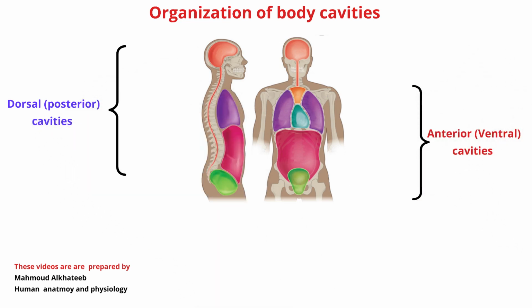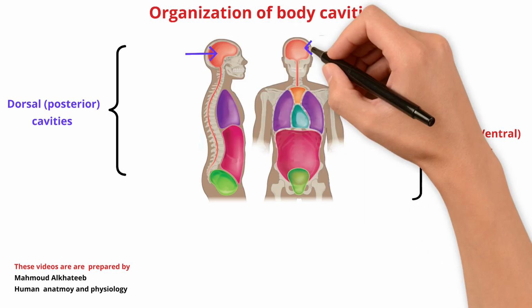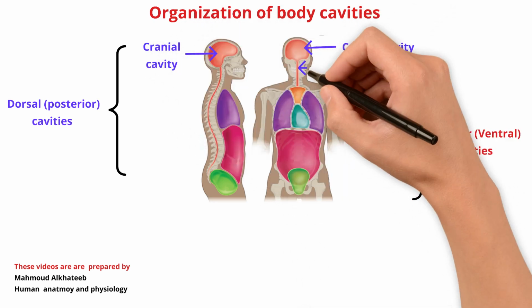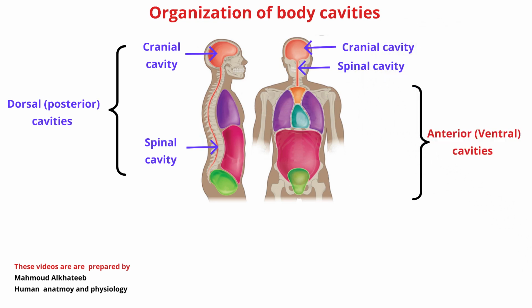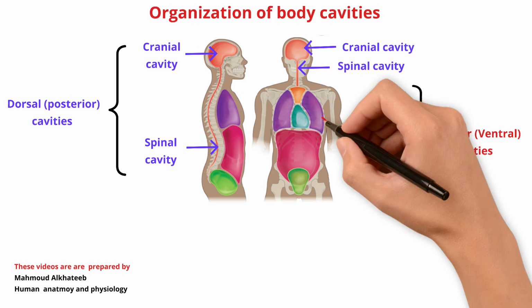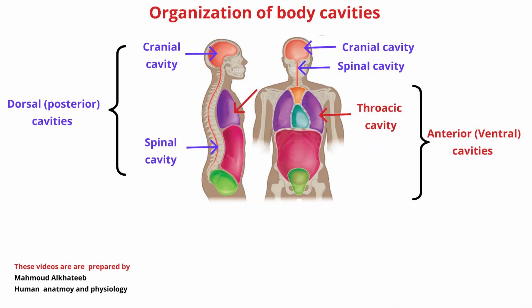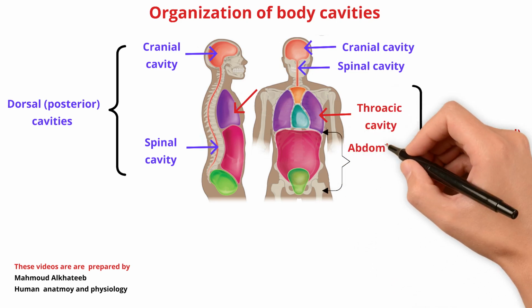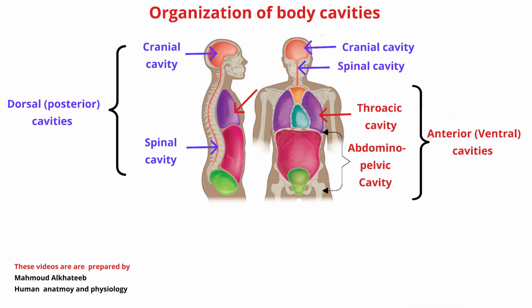The dorsal cavity, located along the posterior aspect of the body, comprises the cranial cavity, which encases the brain, and the spinal or vertebral cavity, which houses the spinal cord. In contrast, the ventral cavity, situated on the anterior side of the body, includes the thoracic cavity, which encompasses the heart and lungs, and the abdomino-pelvic cavity, which contains the reproductive organs. The diaphragm separates the thoracic cavity from the abdomino-pelvic cavity.